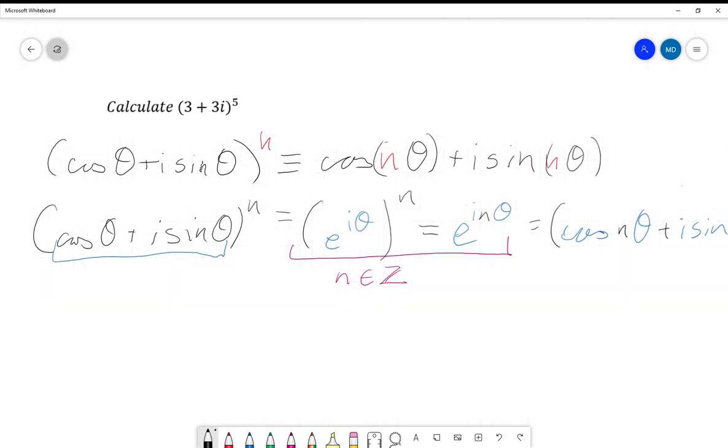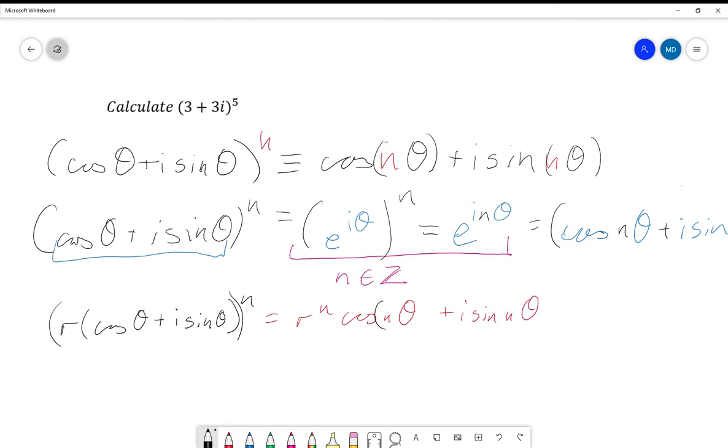And if we were to deal with, say, r times cosine theta plus i sine theta all to the n, so that we were dealing with something that didn't just have a magnitude of 1, but a magnitude of r. Well, fortunately, r is always going to be positive, and so that's just r to the n times cosine n theta plus i sine n theta. Because we just applied de Moivre's theorem to this part and r to the n on that part. So that works out really nicely.